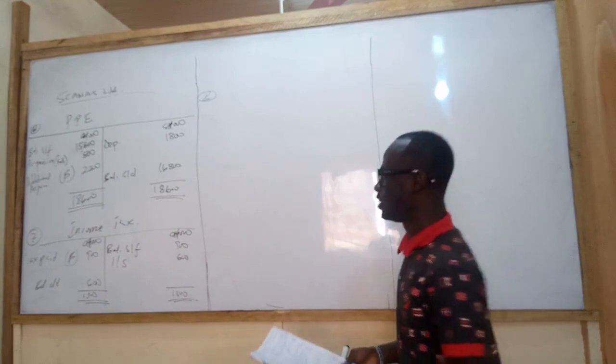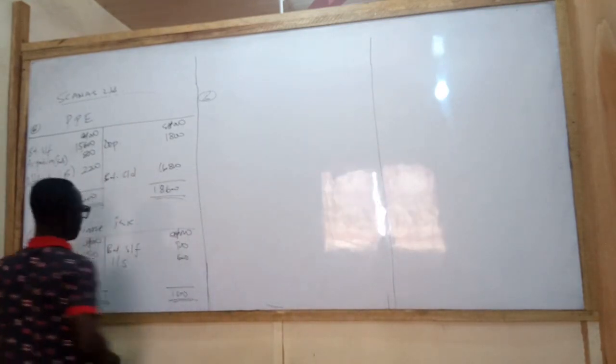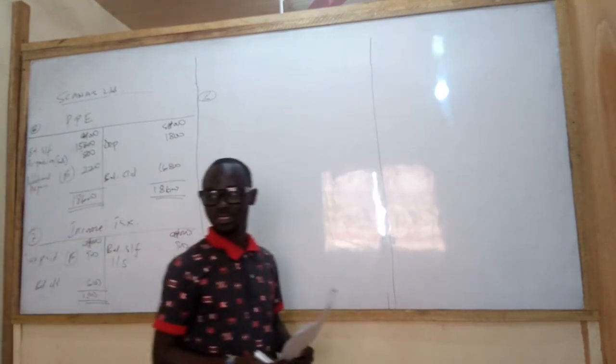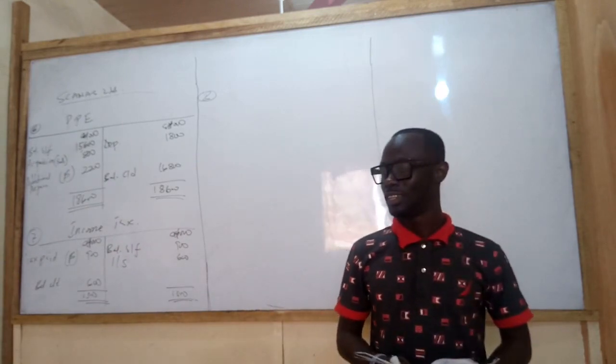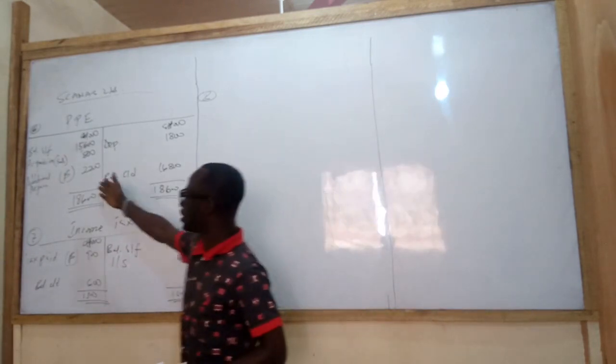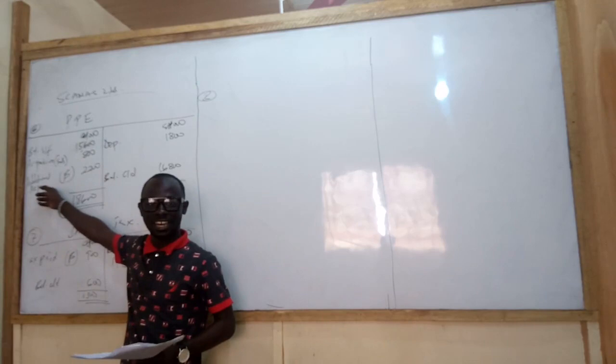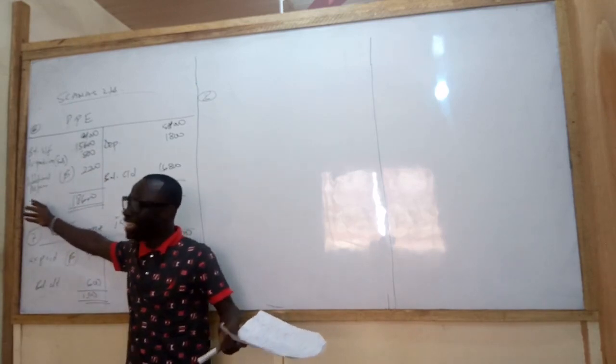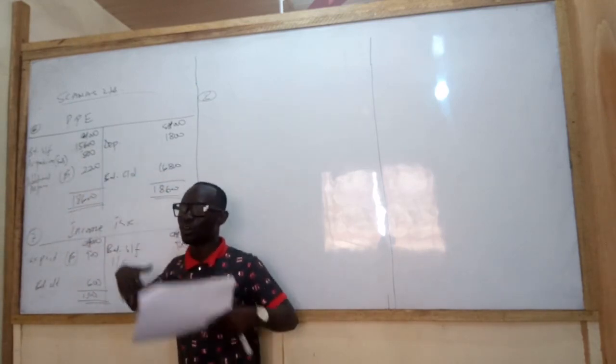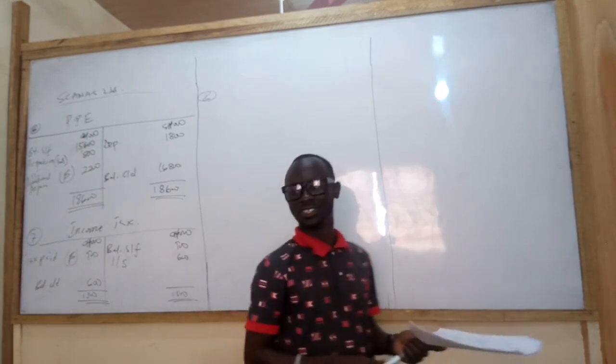So it could happen. ICAN, they can make errors. What if the examiner is silent on it, but there was an acquisition? There could be an acquisition. But in this question, did he tell us they did an additional acquisition? He was silent. It's a balancing figure whether there was acquisition or disposal.